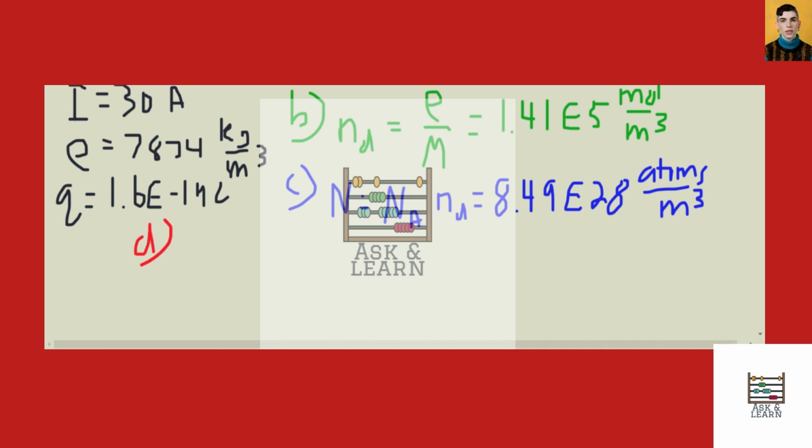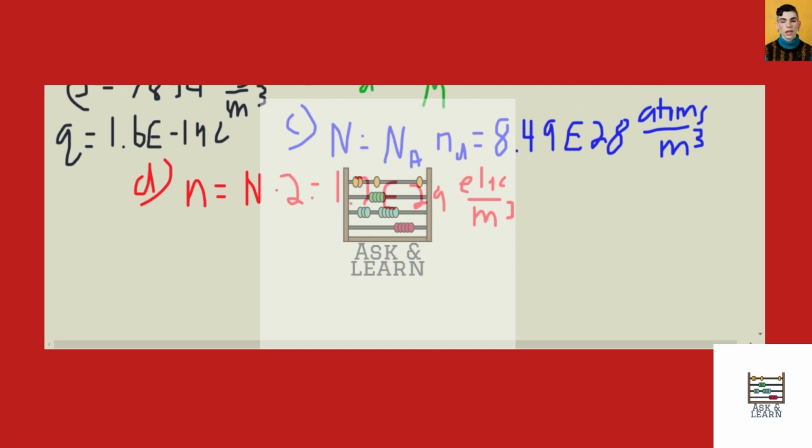Then for part D, we're looking for the number density of conduction electrons. And there are 2 conduction electrons per iron atom. And so for this, all you have to do is take our answer from part C and multiply it by 2. And so we get that there's 1.7 times 10 to the 29 electrons per meter cubed.